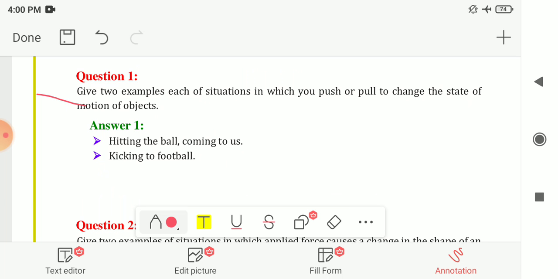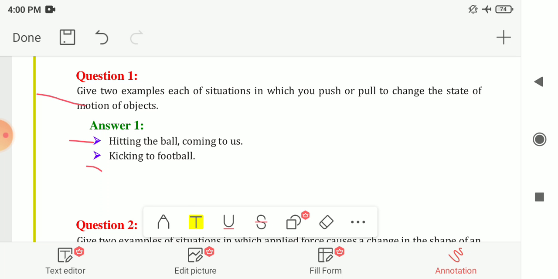So here the answer is hitting the ball coming towards us and kicking a football. The first one, hitting the ball which is coming towards us. The ball is in motion, but after hitting, the speed of the ball gets changed. So the state of motion gets changed. In another case, kicking the football: earlier it might be at rest, but after kicking, it comes into motion. So again the state of motion is changed. So these are the two examples.